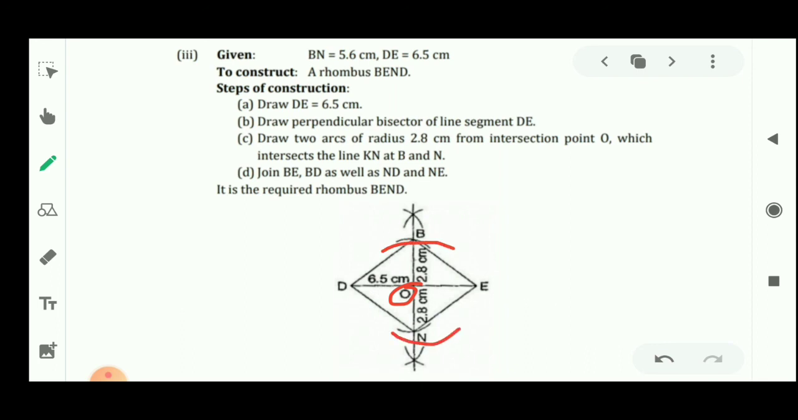Then you have to see 2 points are there, that is N and that is B. Now you have to join DB, BE, EN and ND. This is the required rhombus, which is BEND.